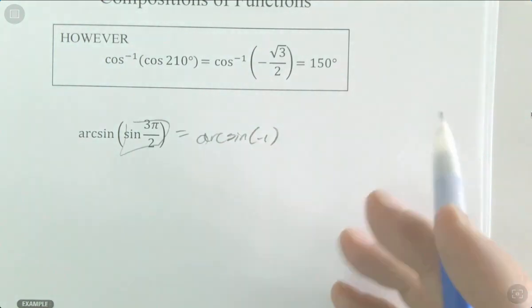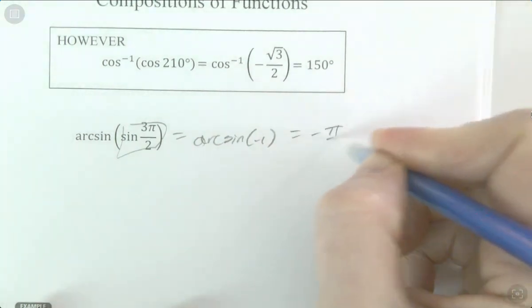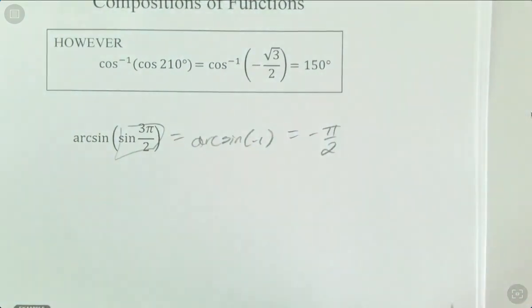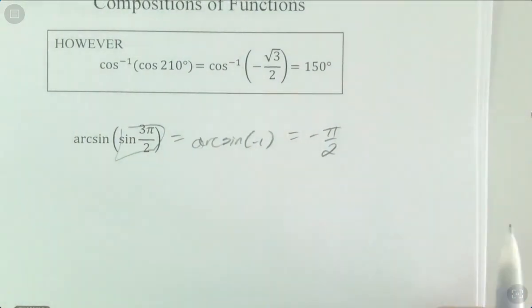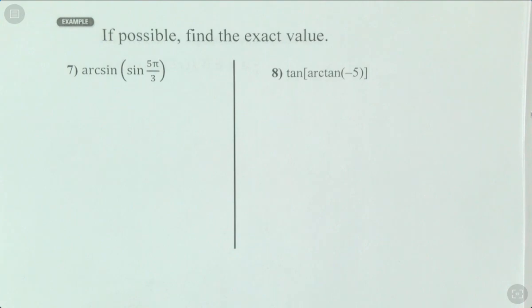Negative pi. Negative pi. It's a new dance move. Y'all start doing that at your parties. You shouldn't be having parties because there's this pandemic. No, but parties, guys. Try numbers 7 and 8.